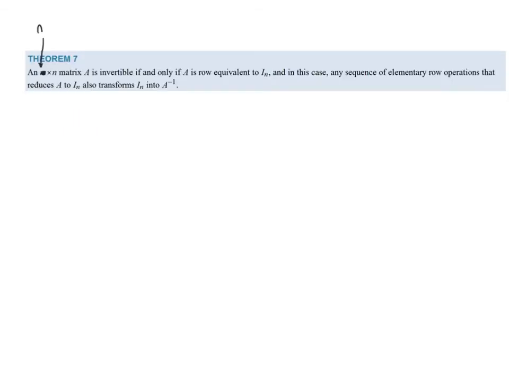All right, now we get to Theorem 7, and Theorem 7 is kind of a big, important theorem in this section. What it says is that an n by n matrix A is invertible if and only if it is row equivalent to the identity. So if row operations on A produce the identity as a result. And in this case, any sequence of elementary row operations that reduces A to the identity also transforms the identity into its inverse. That's why this theorem is so important, because it tells us how to find inverses, okay?